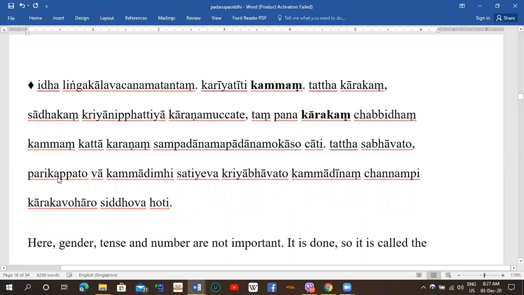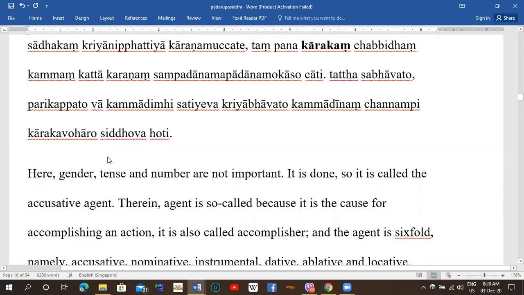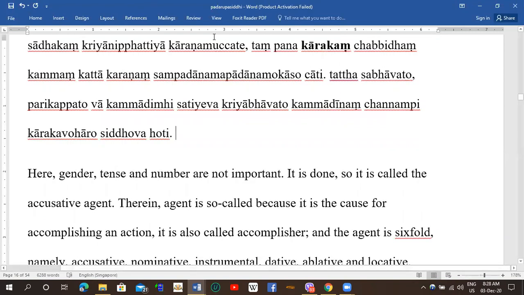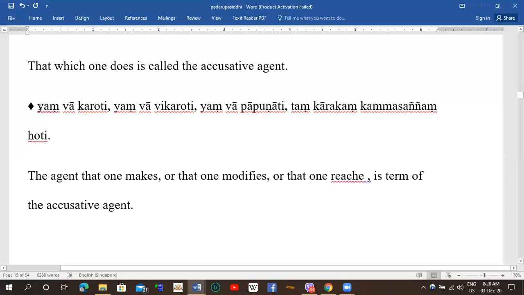Here, Penelope Kusala also translates: gender, tense, and number are not important. For example, he explained yangwa karoti. Yangwa, which gender may you think? Neuter gender, yang, singular number. Karoti, present tense, singular number. So here he is explaining.